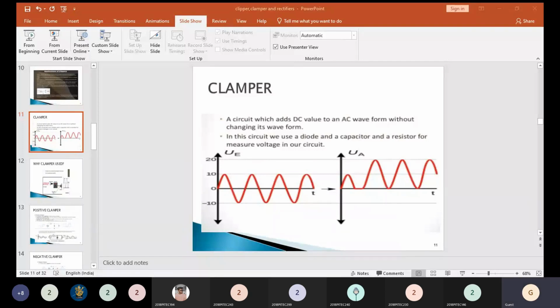For calculation, what is the value of VDC? The DC voltage, by Ohm's law V is equal to IR, is IDC into RL. What is IDC? In the first question we discussed IDC. IDC is Im by pi. Why Im by pi? Because this is a half wave rectifier. For a full wave rectifier the formula is double, so 2 Im by pi. So Im by pi into RL.